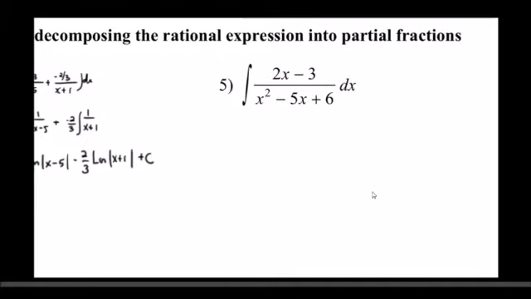Alright, now a similar thing has to happen on question 5, where we're going to first just deal with this expression and try to decompose it into its partial fractions. So the first step is to factor that denominator. So x minus 2, x minus 3. Again, since there are two factors, we're going to have two partial fractions.